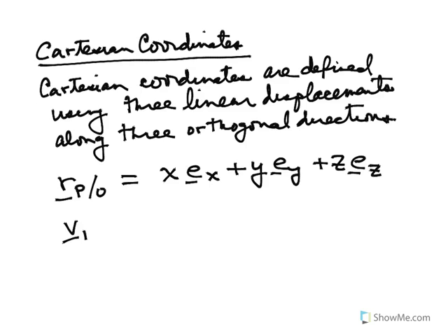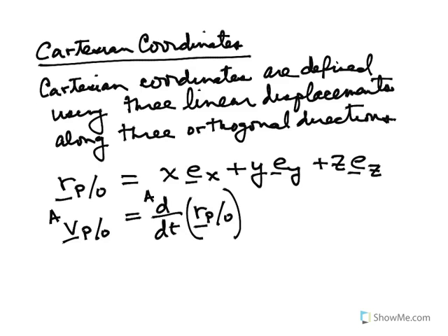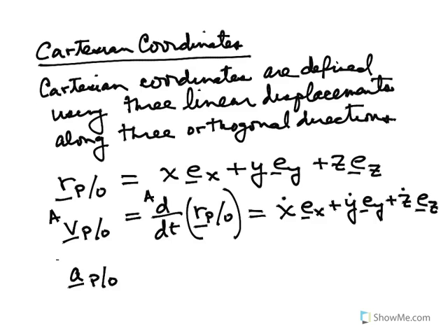So if I take the velocity of P relative to O in A, which, as I defined it, is the rate of change in A of the position of P relative to O, if I'm viewing everything in reference frame A, it doesn't look like these three basis vectors are changing. So I get X dot EX plus Y dot EY plus Z dot EZ. And the only thing that's changing are X, Y, and Z if I'm taking the rate of change in reference frame A. And then the acceleration of P relative to O in A, which, as I defined, is the rate of change in A of the velocity of P.